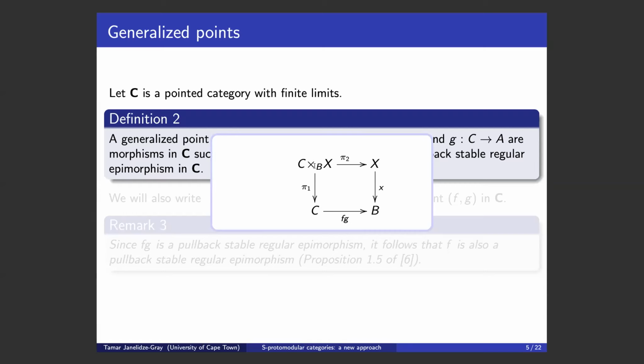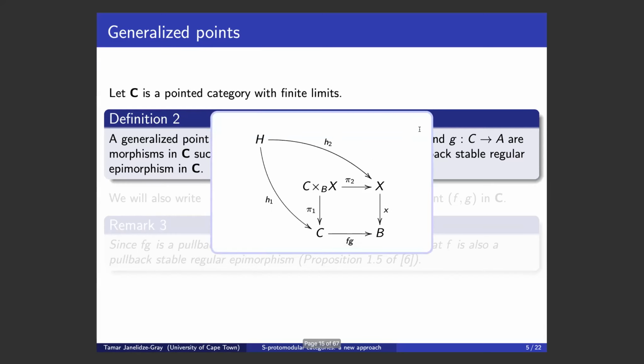So we have an object over here with two morphisms pi1 and pi2, and it's such that the diagram is commutative and it has a universal property. So we have H1 and H2 such that FGH1 is equal to XH2, and we have a unique morphism H making these two new triangles commutative.